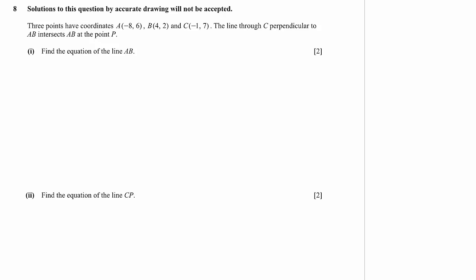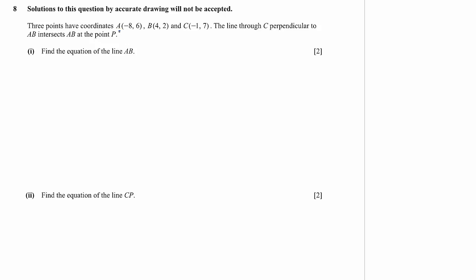So question 8. Solutions to this question by accurate drawing will not be accepted, as they need to put that on the question. Three points have coordinates A, B and C as shown. The line through C perpendicular to AB intersects AB at the point P. Okay, so find the equation of the line AB first.